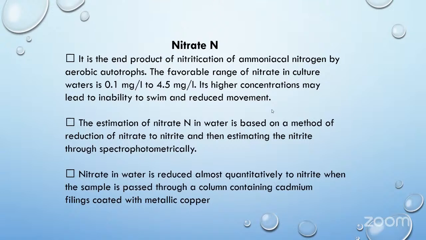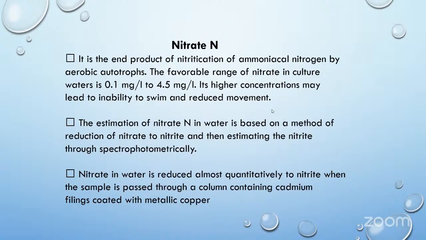Then coming to nitrate. It is the end product of nitrification of ammoniacal nitrogen by aerobic autotrophs. The favorable range of nitrate in culture waters is 0.1 mg per liter to 4.5 mg per liter. Its higher concentration may lead to inability to swim and reduced movement.